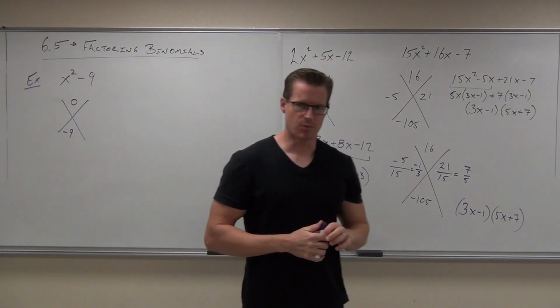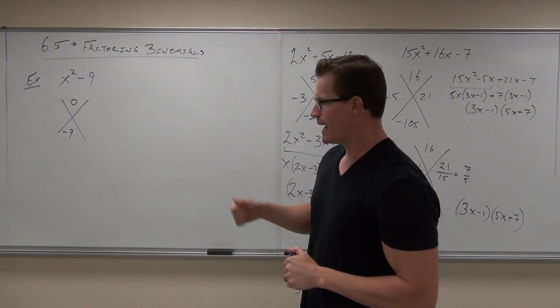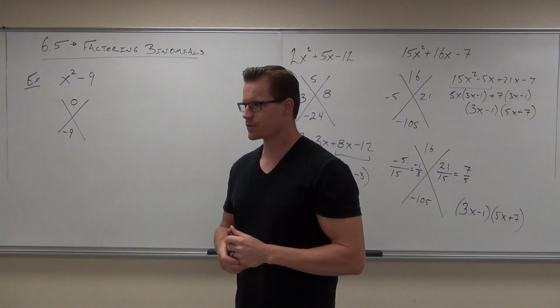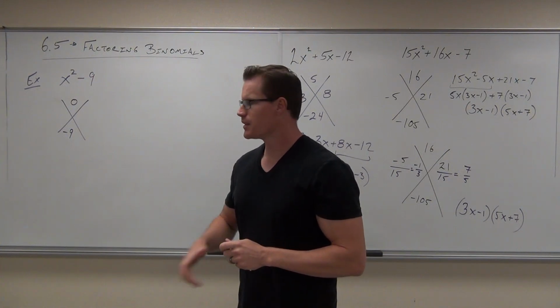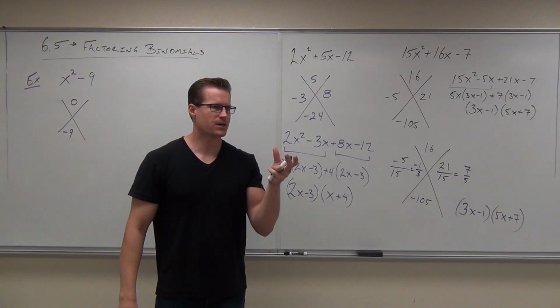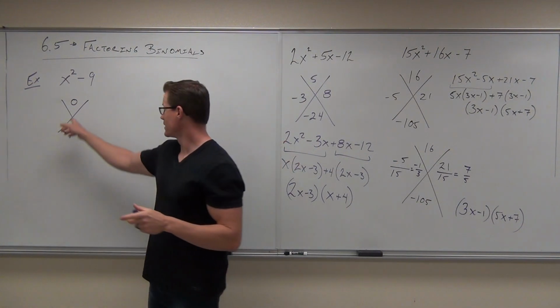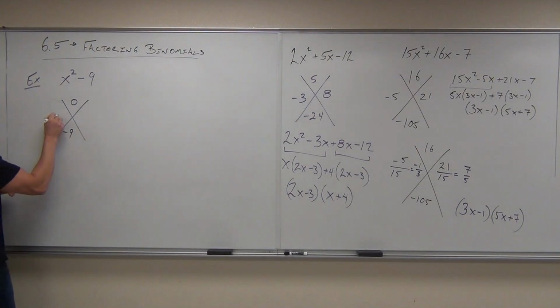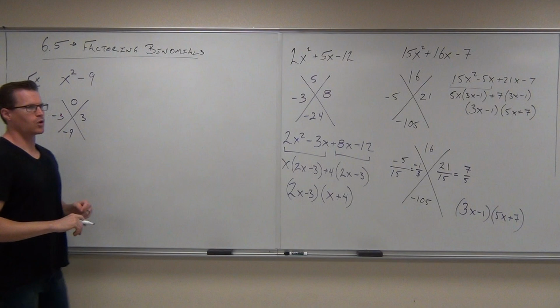Now, can you give me two numbers that add to 0 and multiply to negative 9? 3 and negative 3. Can you verify the 3 and the negative 3? They have to be different signs, don't they? They have to be the same number, because if you add two numbers with different signs, that will give you 0. That's the only way that can happen. So it can't be 9 and 1. It has to be negative 3 and it has to be 3. We just talked about it.